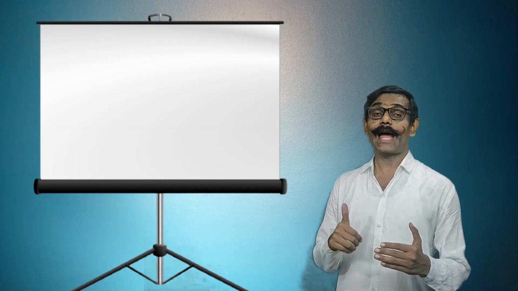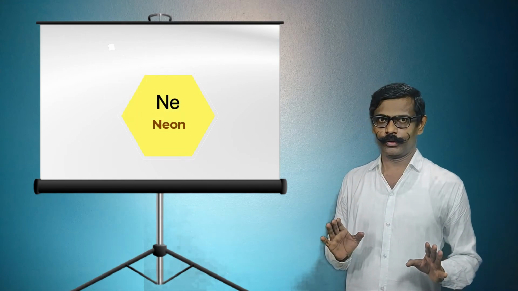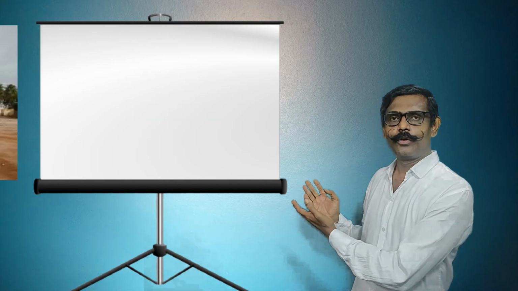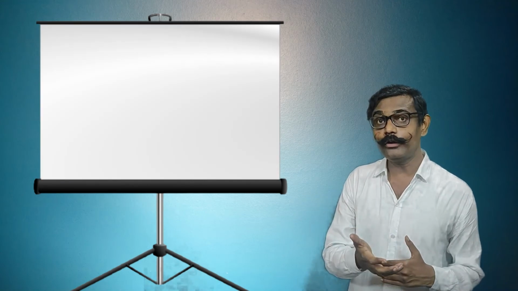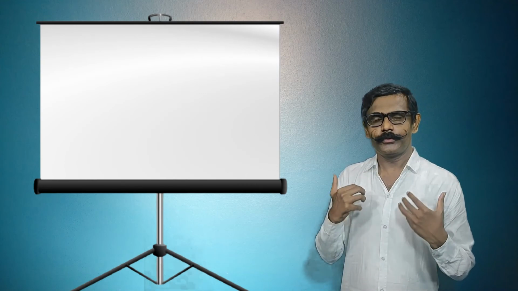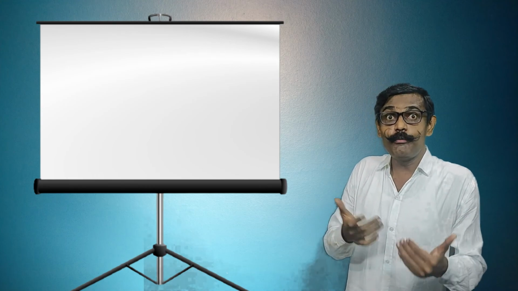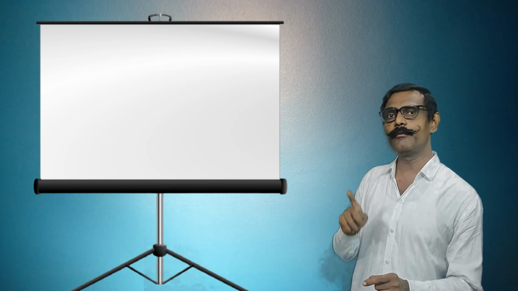The element with atomic number 10 is neon. So for number 10 we have the image of a lorry. And for neon, Nelson Mandela. So what will you imagine now? You have studied so well that Nelson Mandela came to meet you and he was driving a lorry. Number 10, lorry means Nelson.